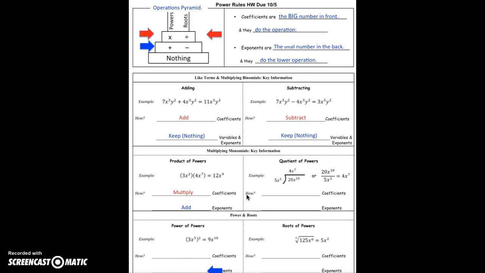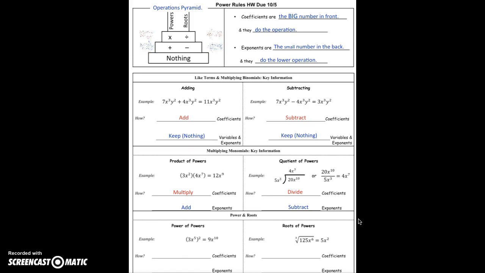For division, a similar thing happens. If we are dividing, then our coefficients are going to divide. So 20 divided by 5 will give us 4. And our exponents, they're going to do one below division, which according to the pyramid, right under division is subtraction. So they're going to subtract. 10 minus 3 gives us 7. What I want you to pay careful attention to here, though, is that just as 20 is being divided by 5, order in this case counts, 10 is going to be subtracted by 3, not the other way around. So you have to be very careful about that with these cases here.